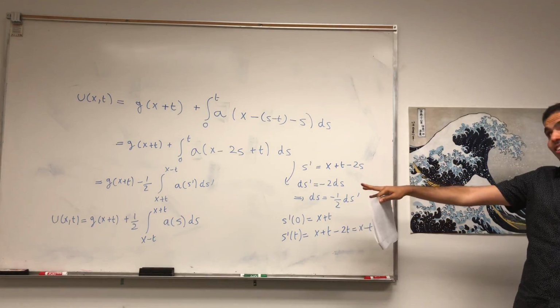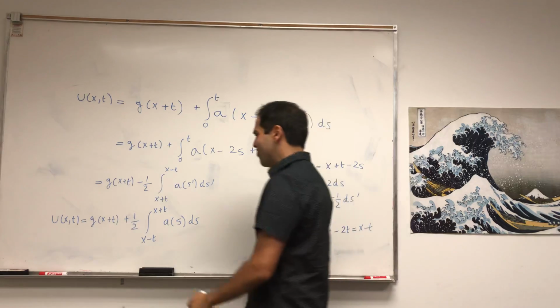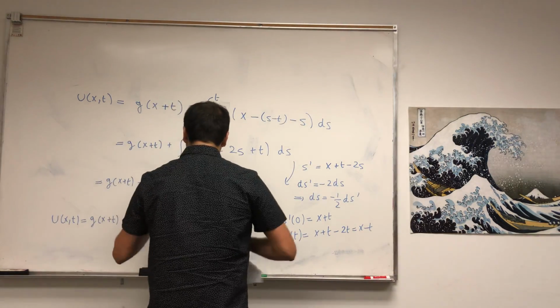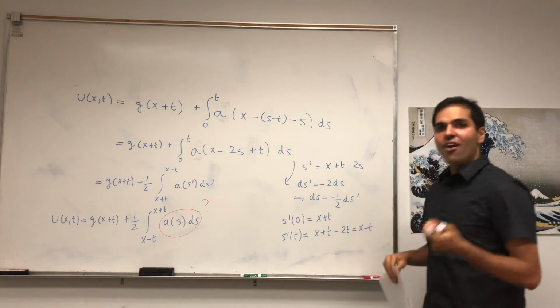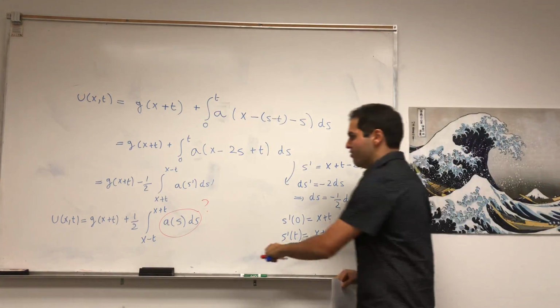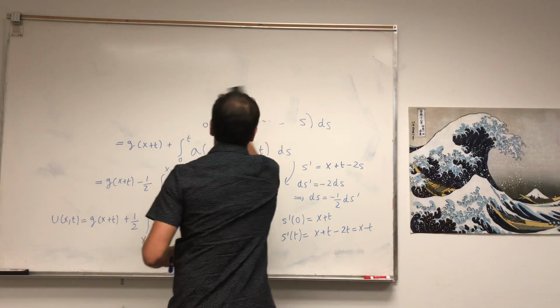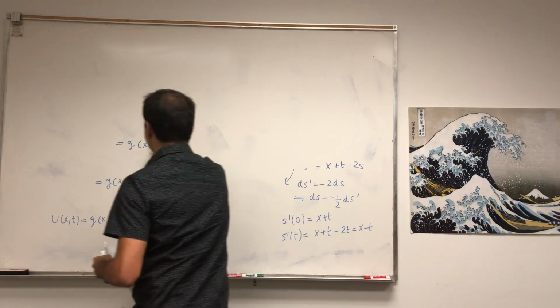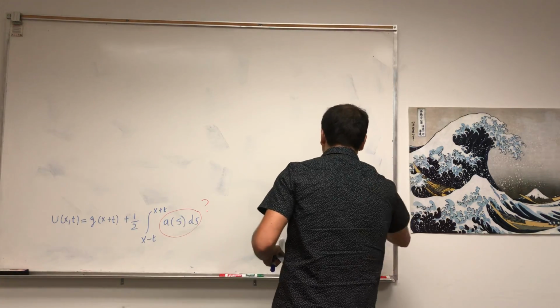This is wonderful. It's a much nicer formula, except again for the fact that we don't know what A is. But now, as I said, we will figure it out from the data. And remember, we had two things. u of x,0 was g, and u_t of x,0 was h.